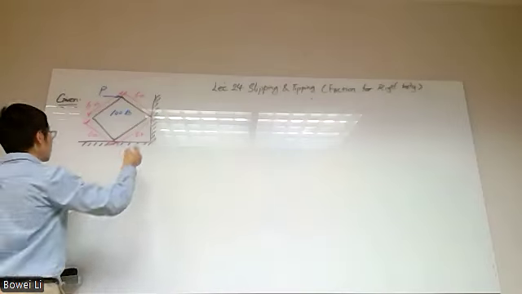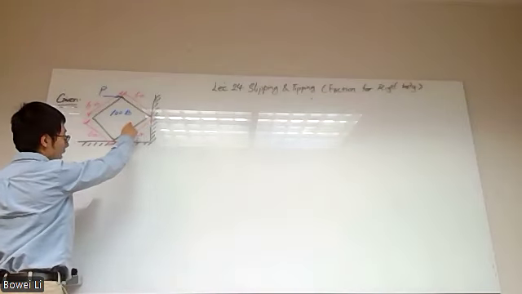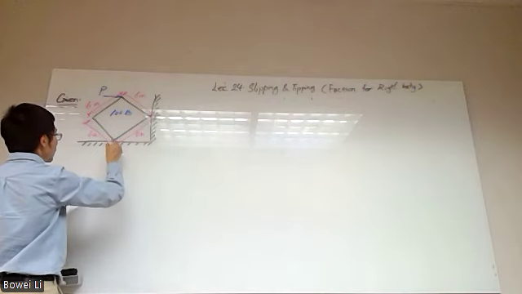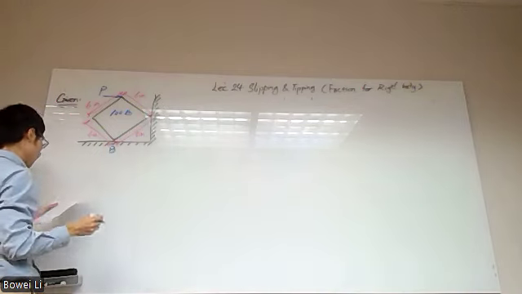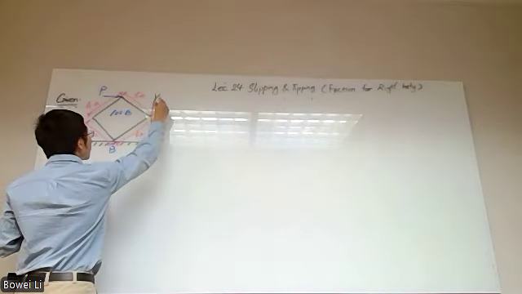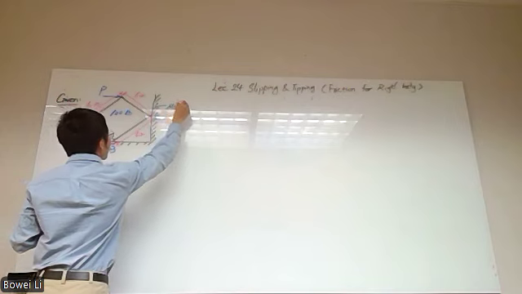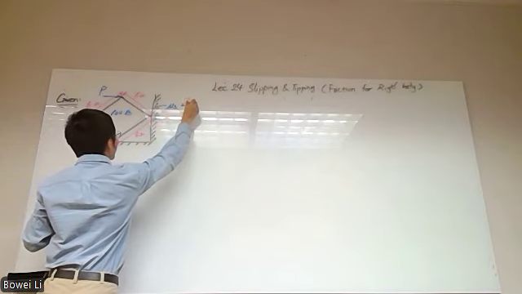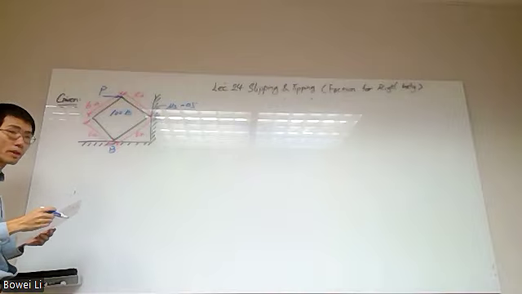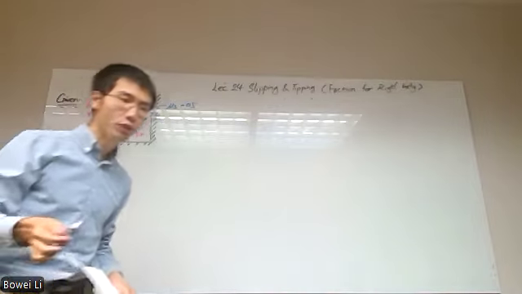So the box is contacted with the surface at A and B. For the surface, the mu s here is 0.5. Okay. Now we have all the information that we need.